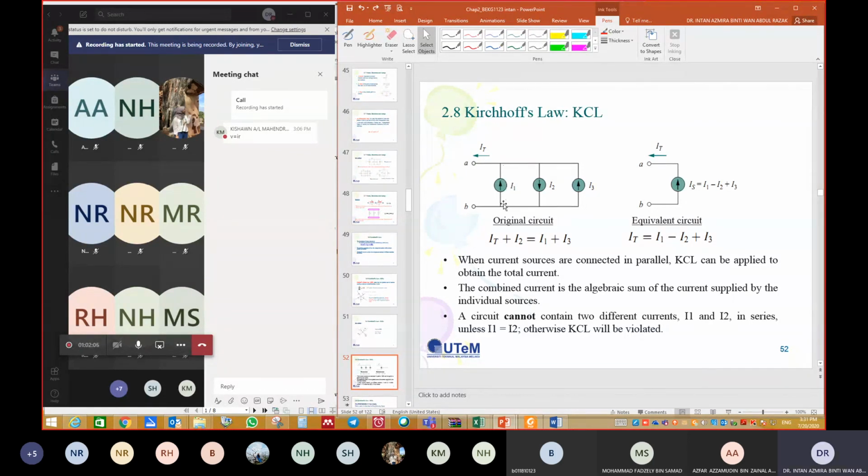So what is the current entering the node? I1 and I3, right? So I1 plus I3. What is the current leaving the node? IT plus I2. So IT plus I2 is equal to I1 plus I3, and then we can find IT, I total. I total is equal to I1 plus I3 minus I2.